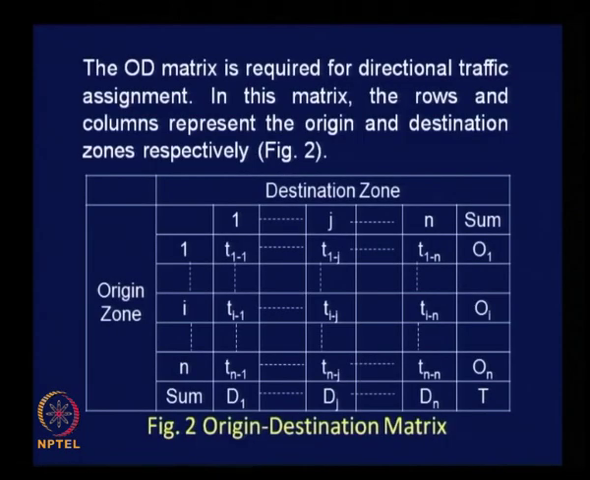And T1-1 means number of trips originating from 1 destined to 1 itself, intrazonal trips. T1-2 is number of trips originating at 1 destined to 2, they are interzonal trips. You may wonder, why should we bother about intrazonal trips? Are we really interested in intrazonal trips?